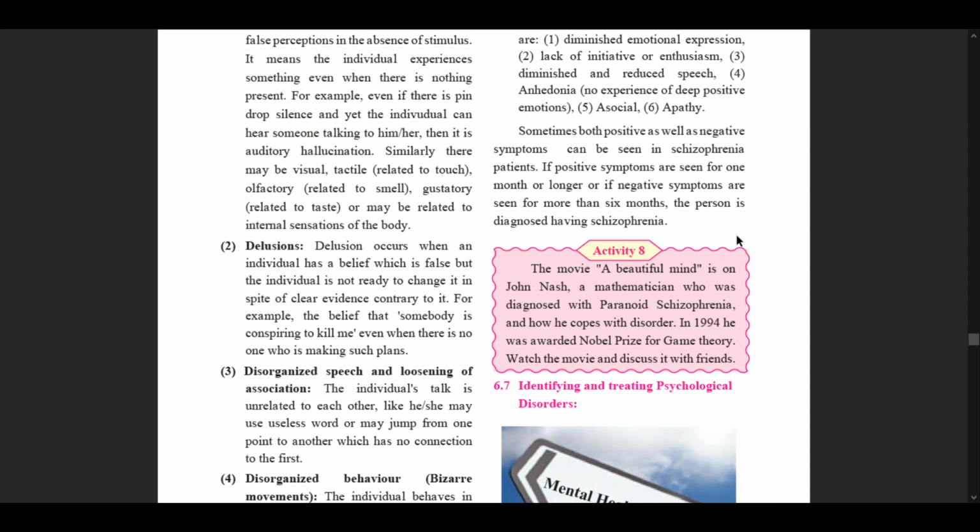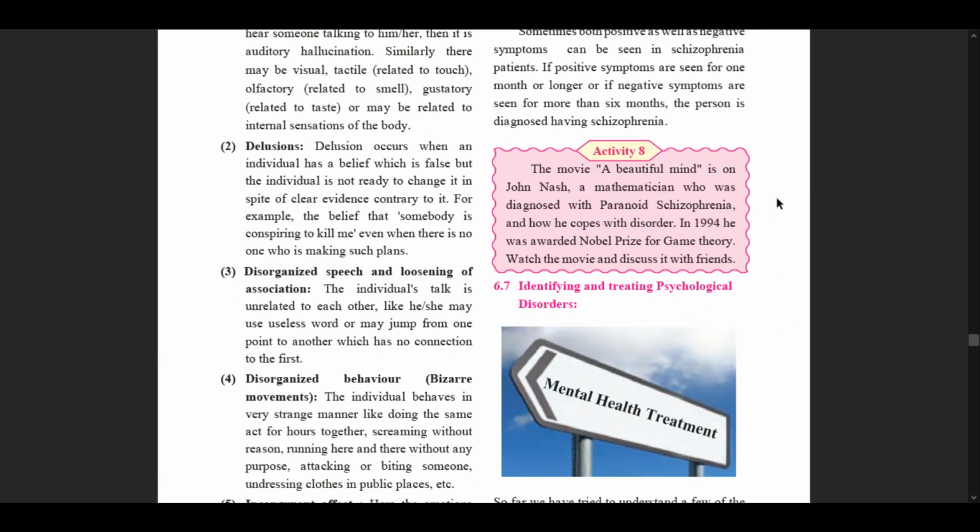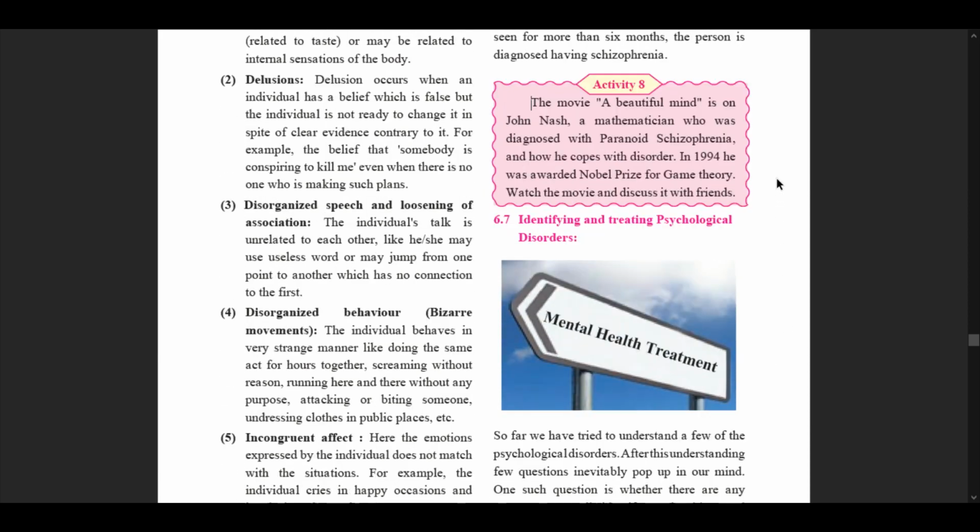The movie A Beautiful Mind is on John Nash, a mathematician who was diagnosed with paranoid schizophrenia, and how he copes with the disorder. In 1994, he was awarded the Nobel Prize for Game Theory. Watch the movie and discuss this with friends. This is a beautiful movie again. I've seen it, and it is worth watching. You would be able to find it on any of the OTT platforms, or you can download it from somewhere. Then we move forward to our next unit.